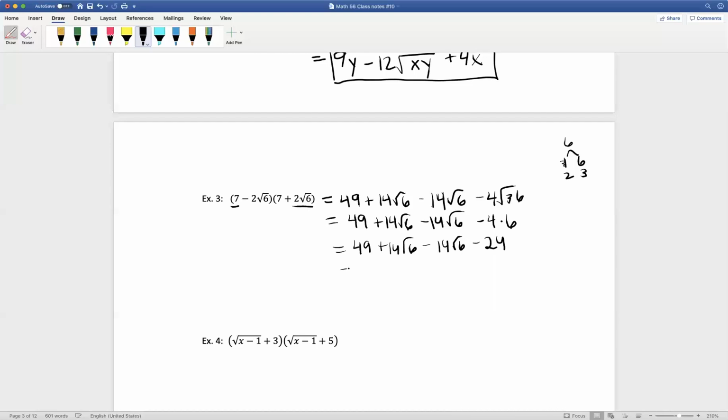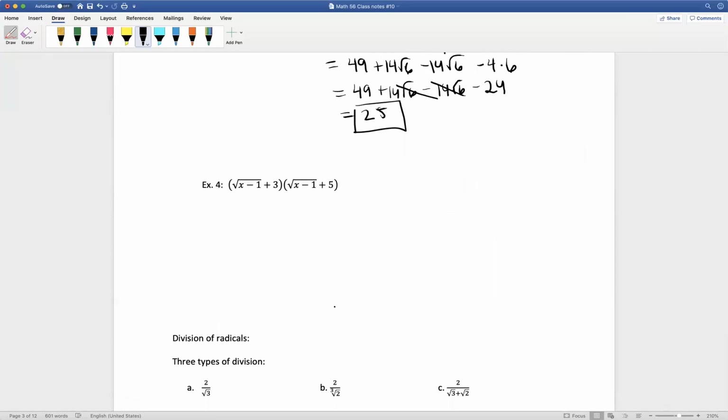So we have 49, plus 14 square root of 6, minus 14 square root of 6, minus 24. And what do we get? Well, these two, look at this, 14 square root of 6 minus 14 square root of 6, these two cancel. We're left with 49 minus 24, which gives us 25. So the answer to this guy simplified completely is the same thing as saying 25. Okay, one more example, and then we're going to move on to division.